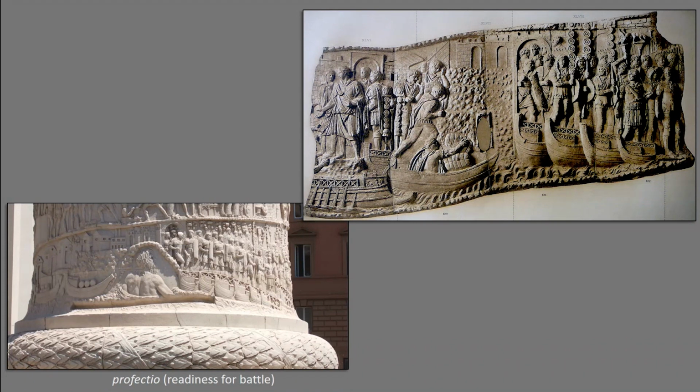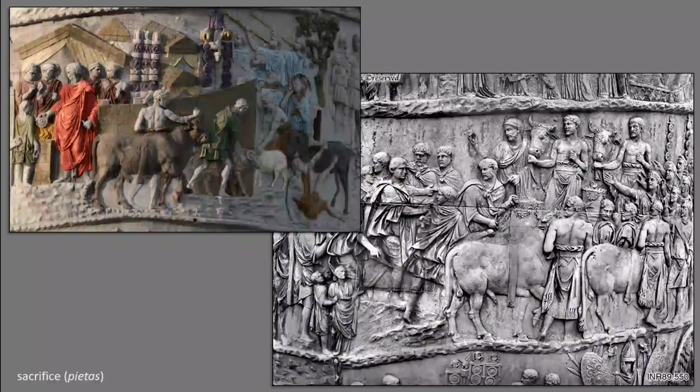And so the profectio is expressing also the readiness for battle. We have other scenes where people are just marching, or say in this case using boats to march. So these scenes occur several times. We have a lot of sacrifice there, but we'll talk about that after the break.